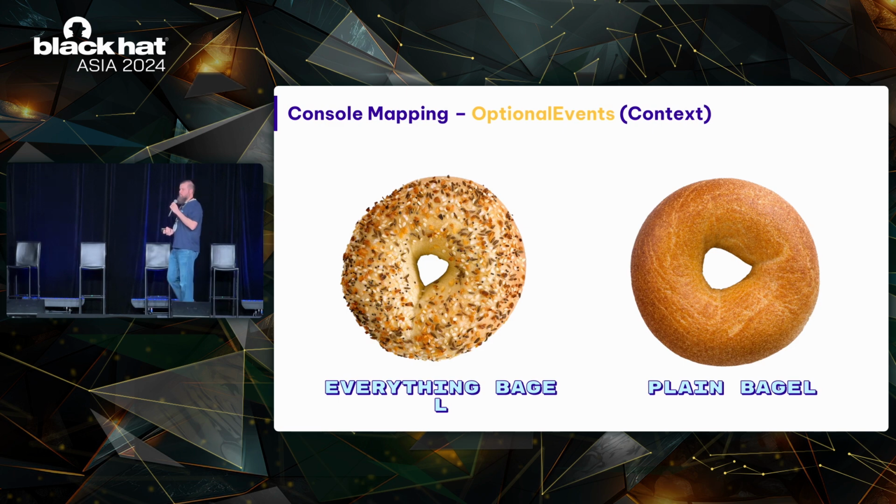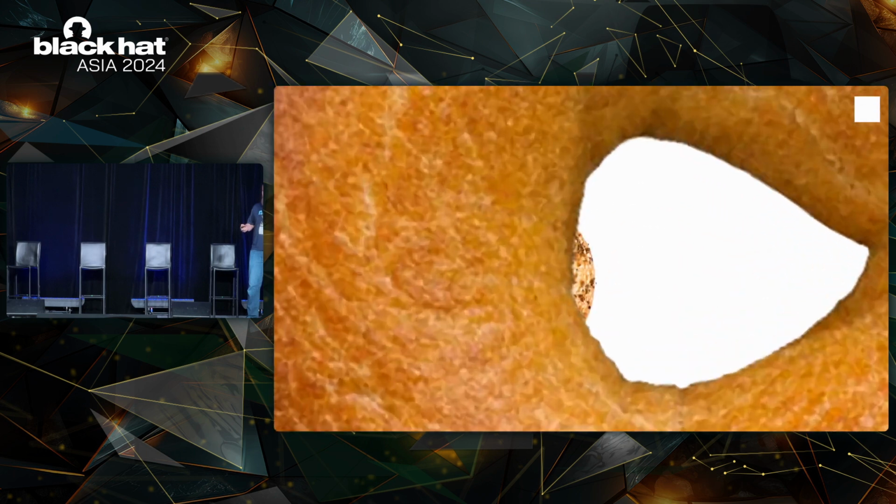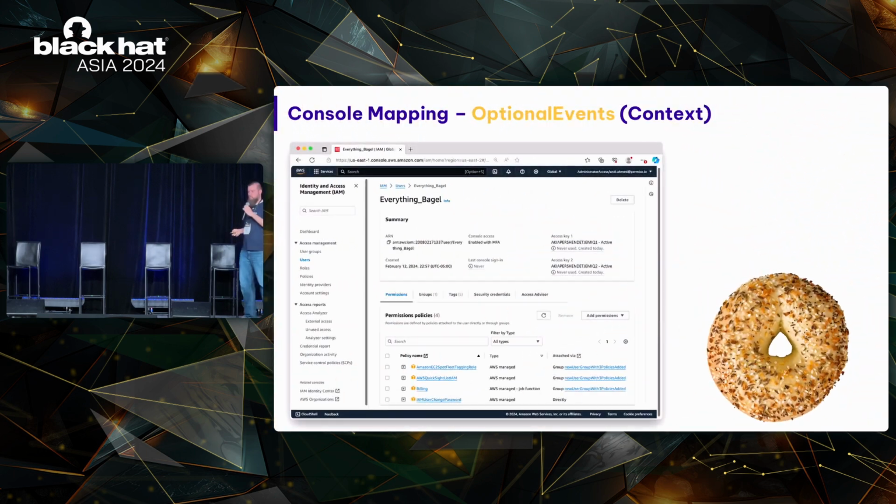The other kind of optional event is based on the context. I think we were really hungry the day that we came up with this idea, and basically we have the everything bagel and the plain bagel. And what I mean by this is we're going to create a user that has everything. Let's give every single thing we can think of to this identity and then compare the clicks.